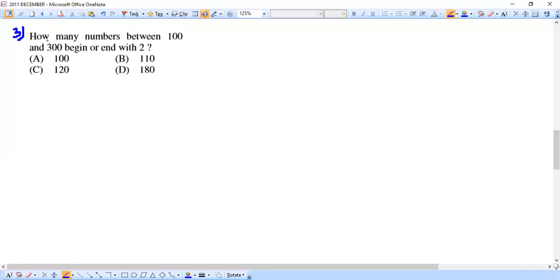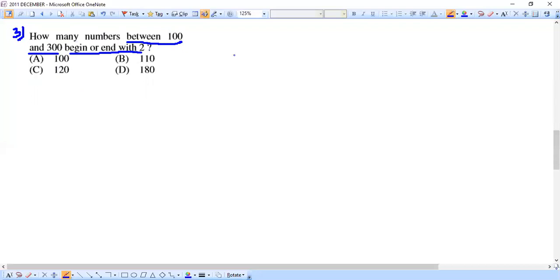The question appears to be very simple. How many numbers between 100 and 300 either begin or end with 2? This is my question. The question appears to be very simple, and it is also very easy for us to understand.